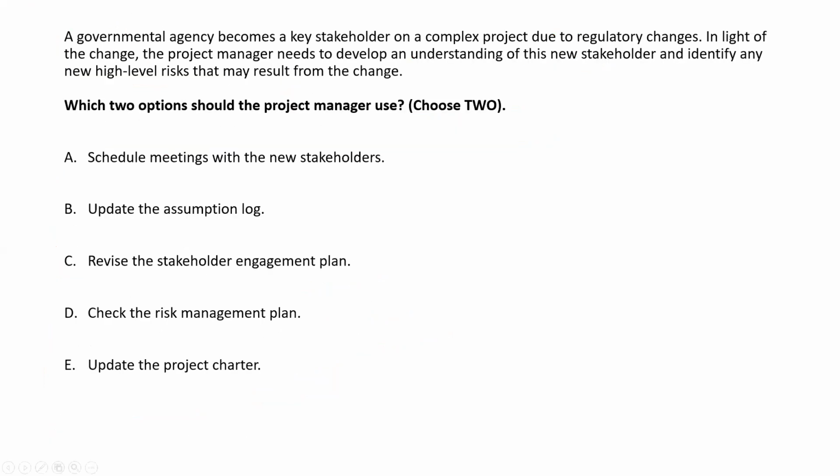A governmental agency becomes a key stakeholder. Okay, so due to regulatory change. Regulatory means compliance. In light of the change, the PM needs to develop an understanding of this new stakeholder and identify any high-level risk from this change. Which 2 options will you use as a project manager?